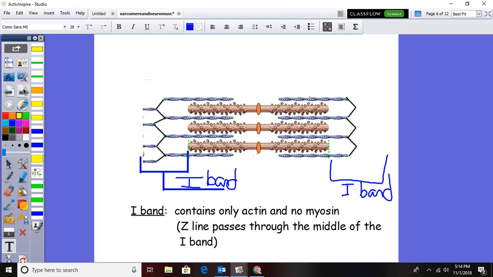Then we're moving on to the I band. Your I band is kind of the flip of the H zone. It's where there's only actin and no myosin, and we find the I band surrounding the Z lines. There's your Z line, and notice you have your I band on either side. The I band usually goes from about here to about there, and on the other end of the sarcomere you would have an I band about there. So we say the Z line passes through the middle of the I band.